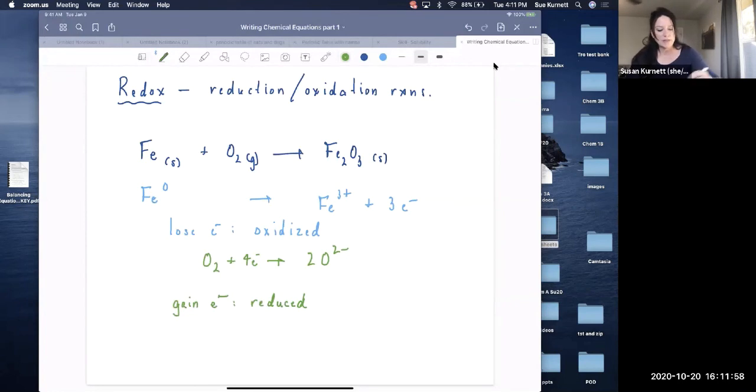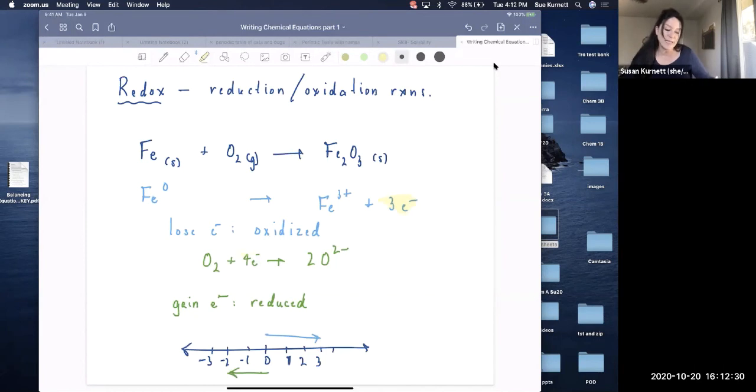And so a lot of times when we talk about redox, we draw a number line. And if something is oxidized, the charge has gone up. But oxidation can't occur without reduction. The charge has gone down. However many electrons were lost, the same number of electrons have to be gained.